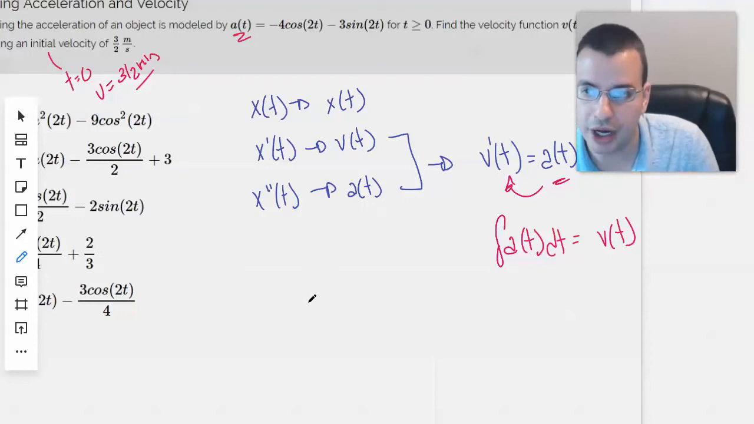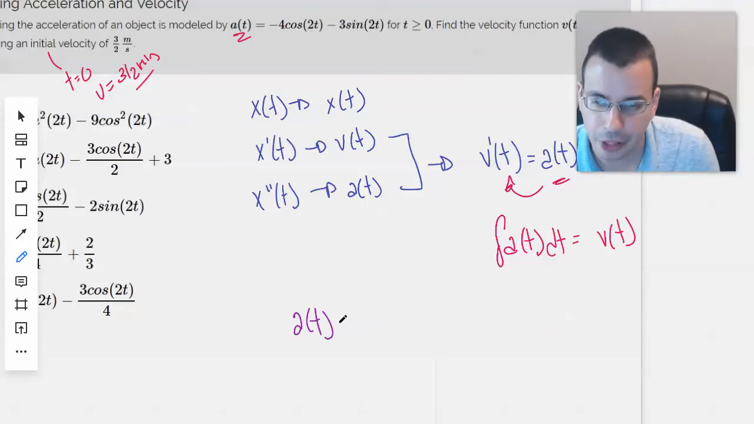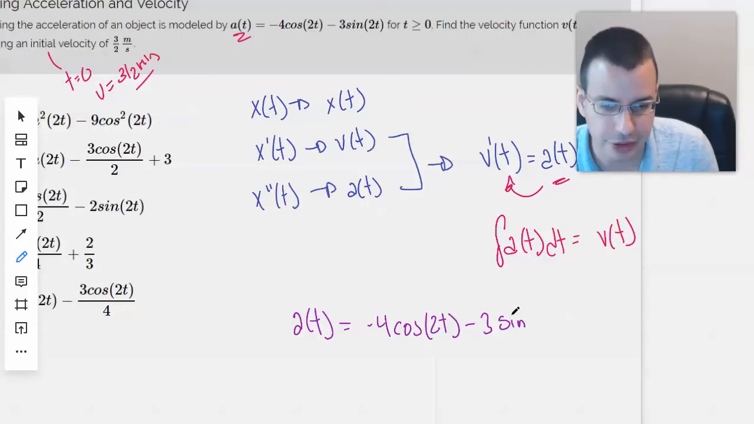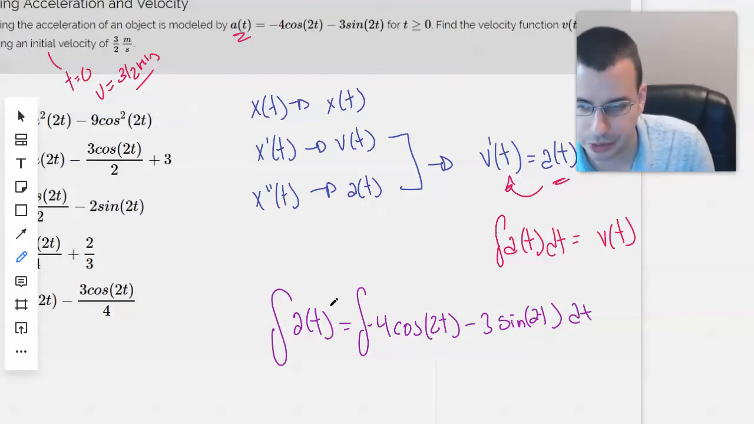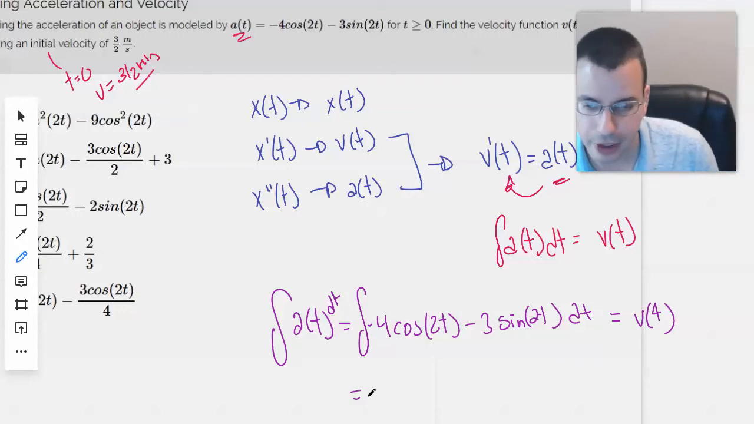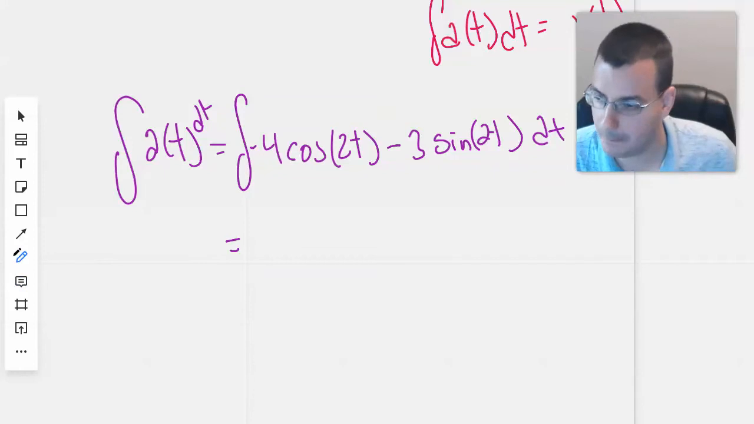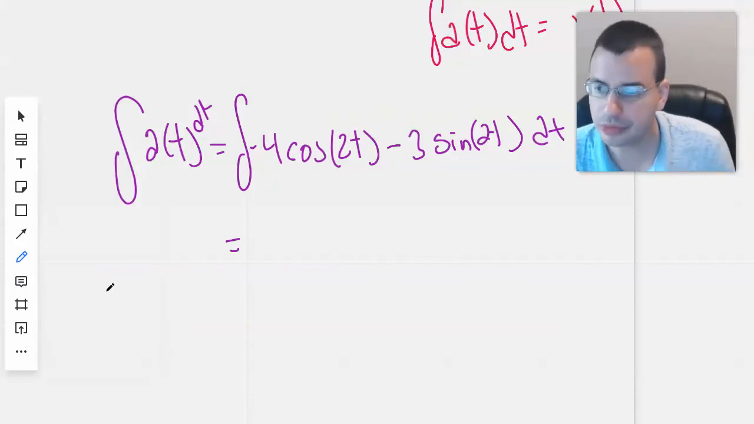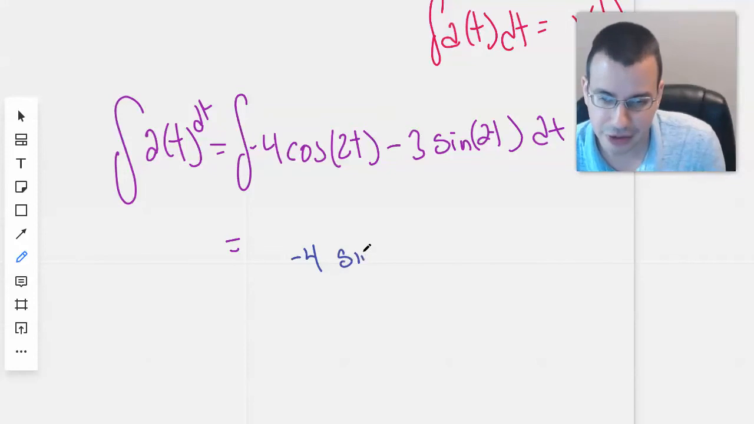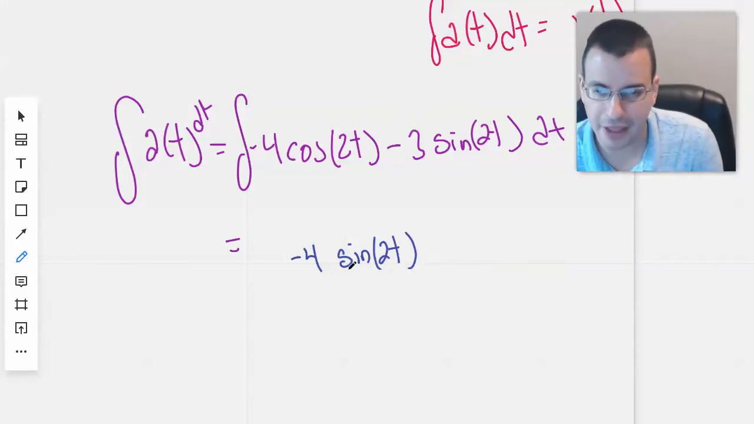So rewriting acceleration with respect to time, we have -4 cosine of 2t minus 3 sine of 2t. And we'll take the integral with respect to time, both sides, with a little dt right there. And this will equal velocity with respect to time. Now we just have to remember how to do the integral of cosine. So we have -4, it's going to be sine of 2t divided by 2.